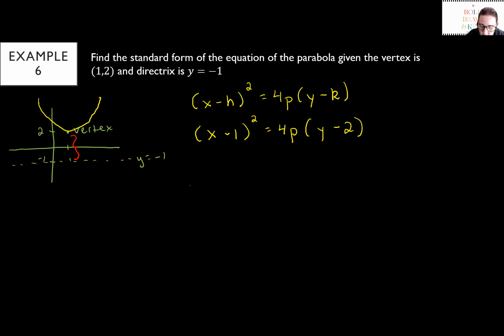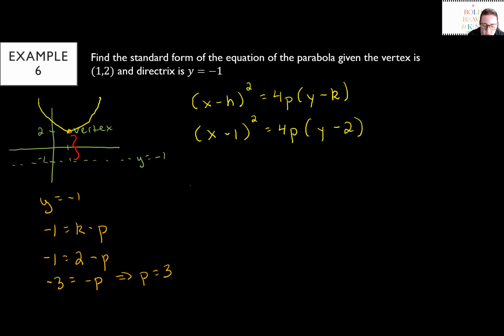So what that means is that we've got this formula y equals -1, and that is equal to k minus p. And so k is the k from our vertex, so that's 2. So we have -1 equals 2 minus p. So now we just need to solve for p. If I subtract 2 from both sides, I get -3 is equal to -p, which then gives you p is equal to 3.